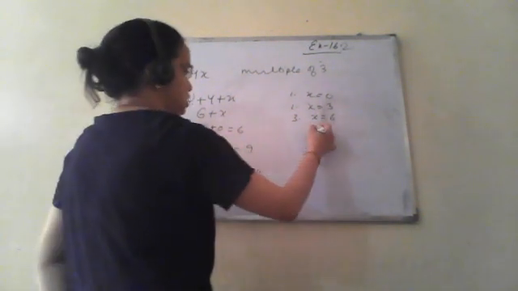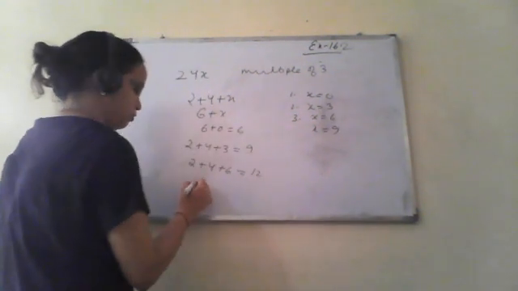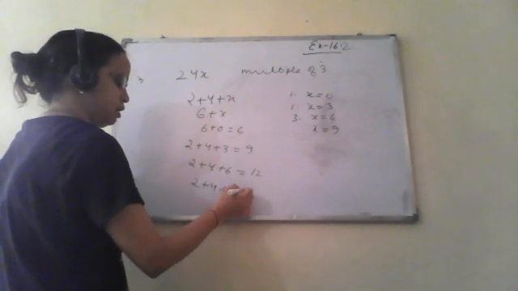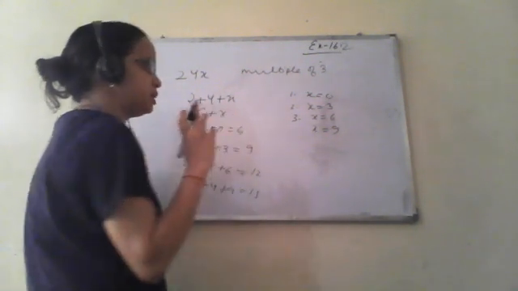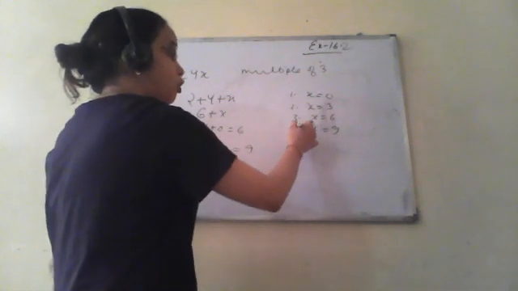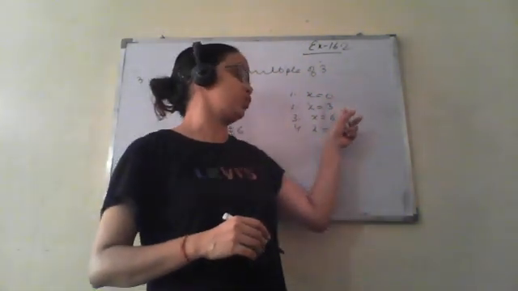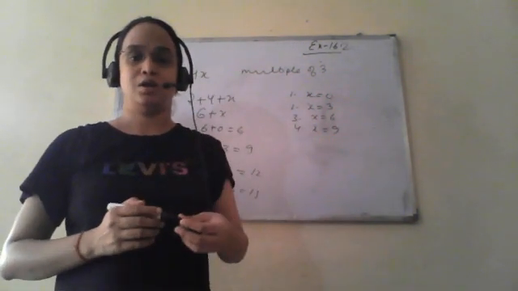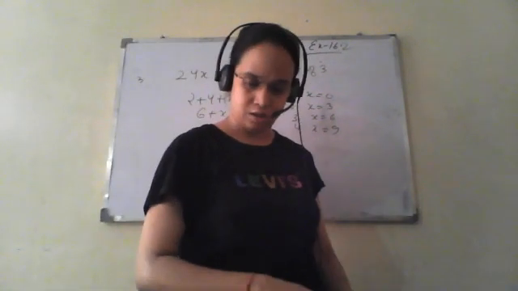Now if I put x equals 9, it will be 2 plus 4 plus 9, it will be 15, and 15 is divisible by 3. So x can have 4 different values. It can be 0, 3, 6, or 9. So this we have to check. Clear?